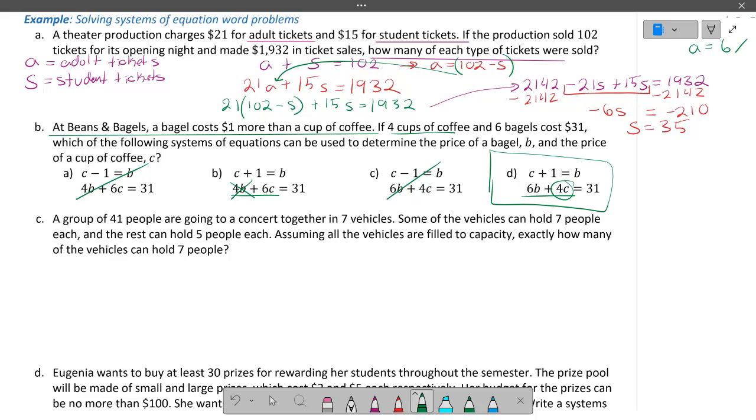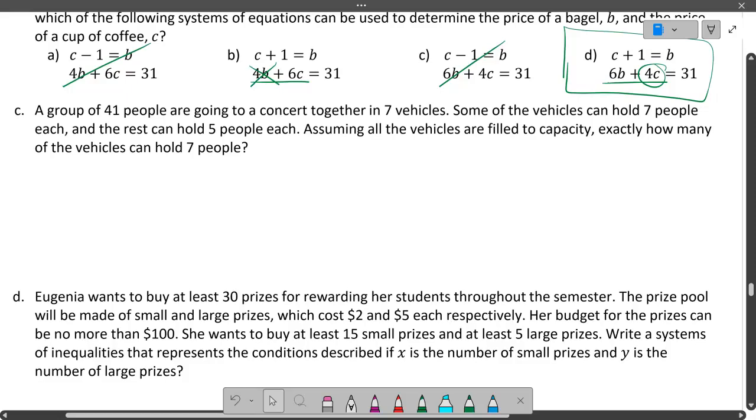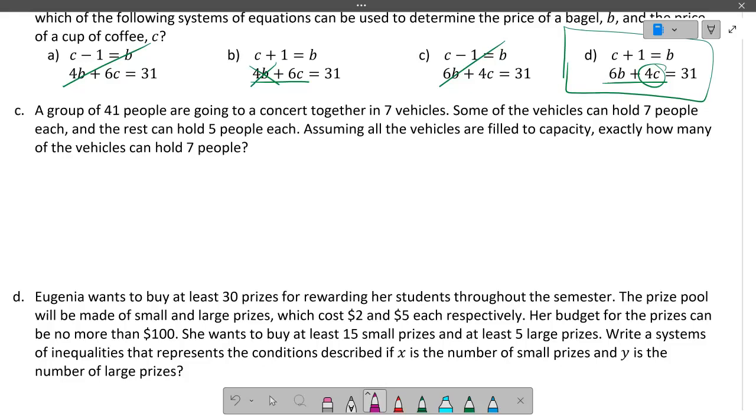All right, so kind of eliminating some of those can reduce some of that overwhelming. These are all very similar looking. What are we trying to find here? Yep, how many vehicles can hold 7 people?